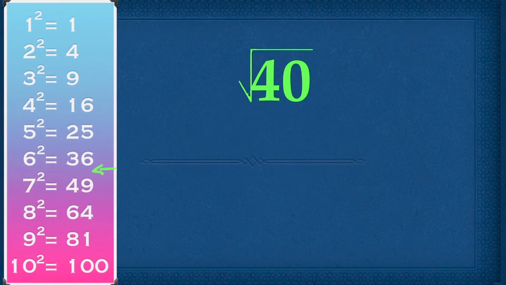Now we have to choose the smaller number out of 36 and 49, which is going to be 36 and not 49. So write the 36 here and then find the square root of 36. The square root of 36 is 6. Okay, so this is the first step that we have to do.